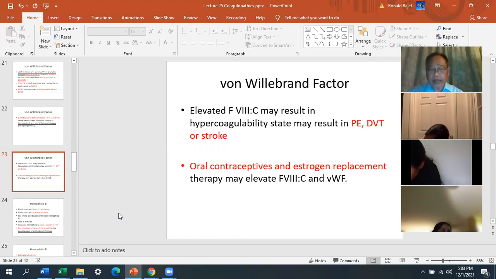And the problem with that is they have excess clot, or a lot of clot, that can result in pulmonary embolism, DVT, or stroke. Okay, so excess 8 is good, but excess 8 is too much. It's not good. Oral contraceptives and estrogen replacement therapy may also elevate factor 8C and von Willebrand's factor. That's why if you're on oral contraceptives, you may also have a risk of having PE, DVT, or stroke. So your doctor should be monitoring if you're being placed on oral contraceptives or hormone therapy, estrogen replacement.